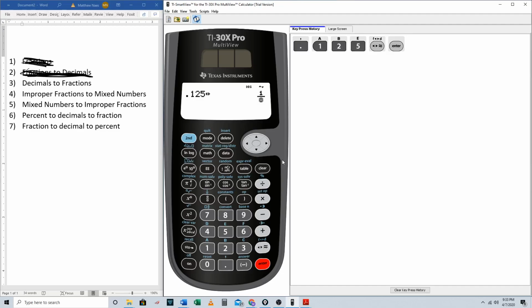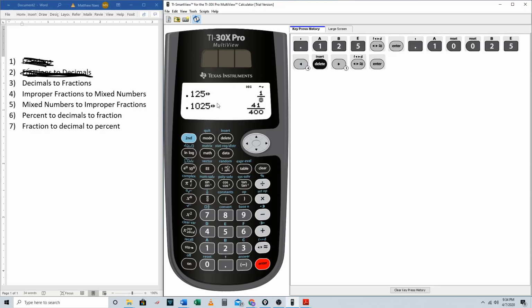So there it is. So let's do another one. Let's say we had 0.1025. Too many zeros. All right. So press the little double arrow. I don't know what the answer is to this. Okay, so we're going to find out. Press enter. So that's 41 over 400.